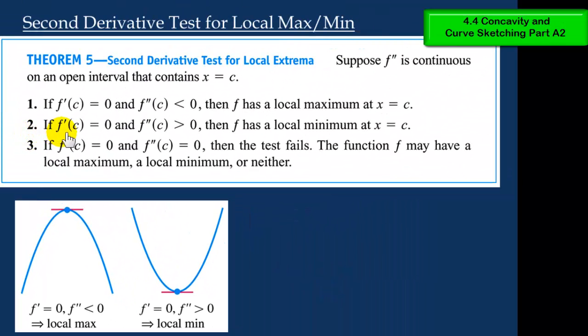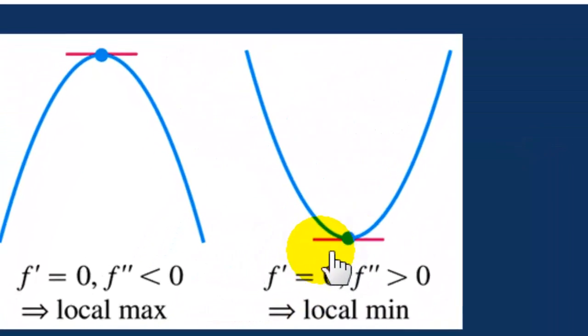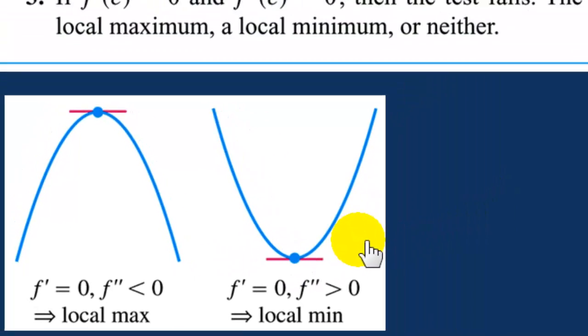Alright, number 2. If f prime at c is 0, again you have a horizontal line tangent to the curve, and f double prime at that critical value is positive, then f has a local minimum at x equal to c. And again here, where you see that it's concave up, where a horizontal tangent line occurs, then we see that it holds water, so it is a local minimum.